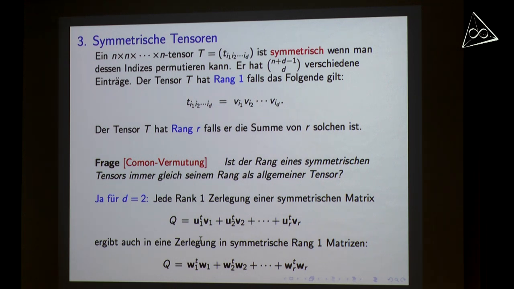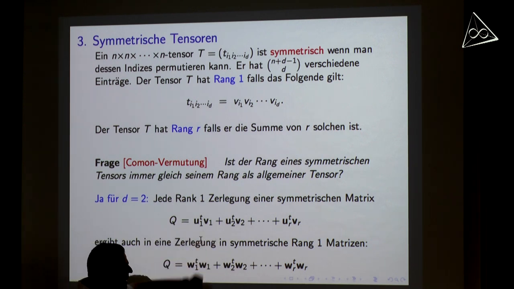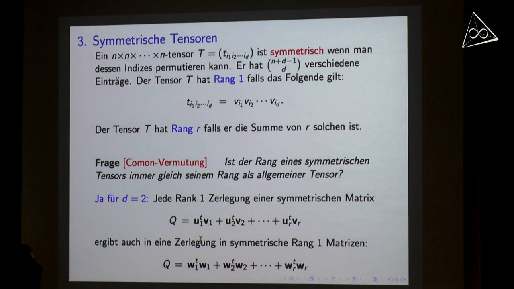So the answer is yes if D is 2, if we talk about matrices. Suppose you have a symmetric matrix U, and suppose this matrix has some rank R. What that means is that this symmetric matrix can be written as a sum of R rank 1 matrices. But these rank 1 matrices themselves do not have to be symmetric. So I have a symmetric matrix, I write it as a sum of R of these things, but the summands a priori need not be symmetric matrices. So we might have a decomposition of a symmetric matrix as a sum of possibly non-symmetric rank 1 matrices, u_i transpose v_i.